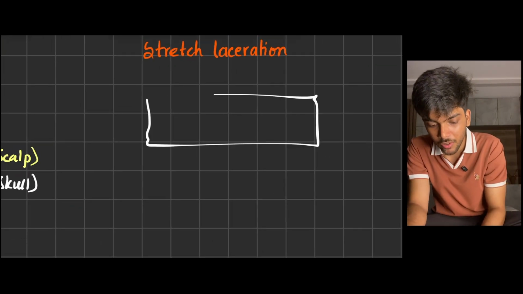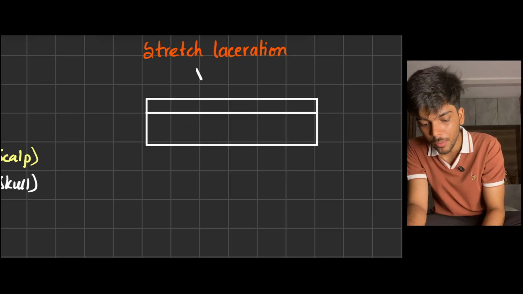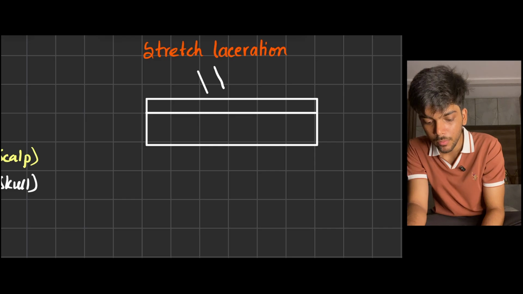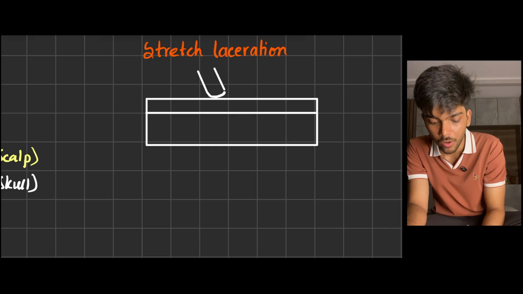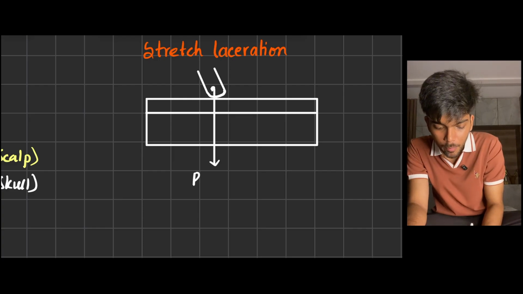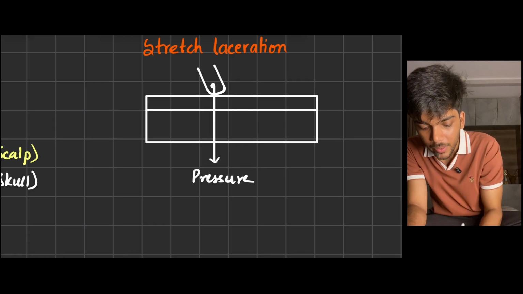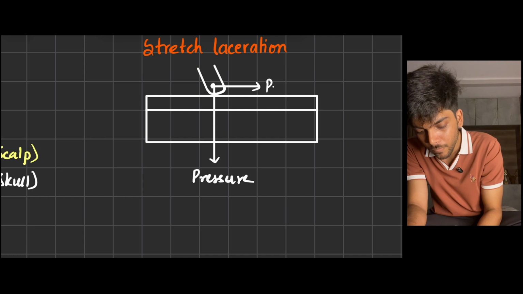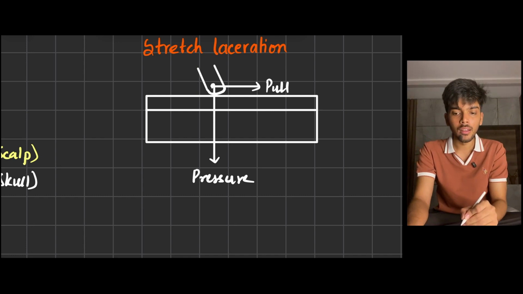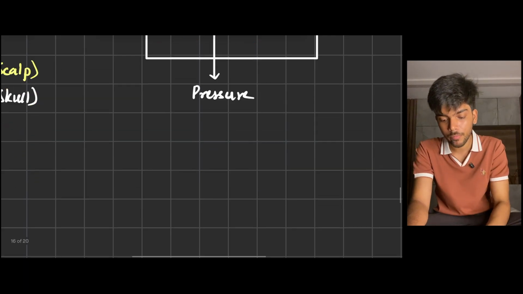Next is stretch laceration. I'm going to draw a skin, and there's the epidermis of the skin. And here's the blunt force with the help of a blunt object. Stretch laceration is characterized by pressure with pull. So here the skin goes under pressure and gets pulled as well.